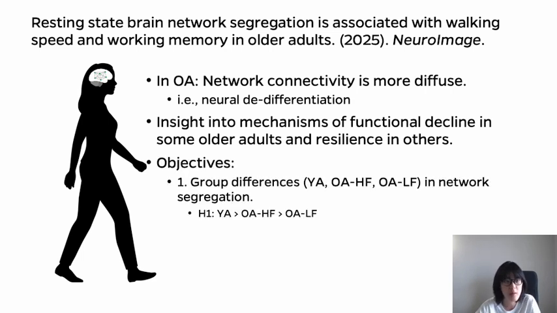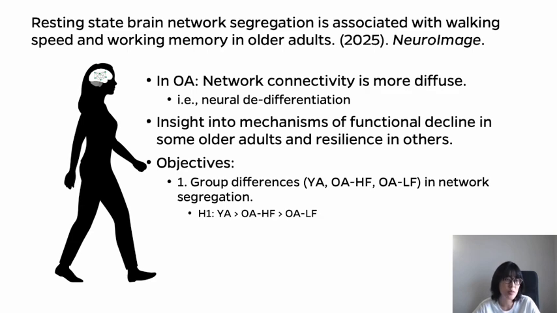So in this study, we looked at group differences. So we had young adults, we had older adults with higher function, and older adults with lower function. And older adults were parsed into these higher and lower function groups from their Short Physical Performance Battery score, or SPPB. And then we had all of our participants do an MRI scan of the brain, and we quantified network segregation in different functional networks.